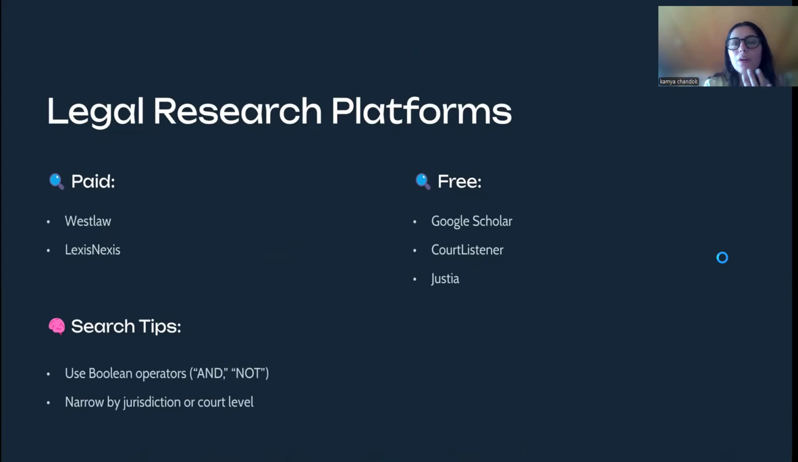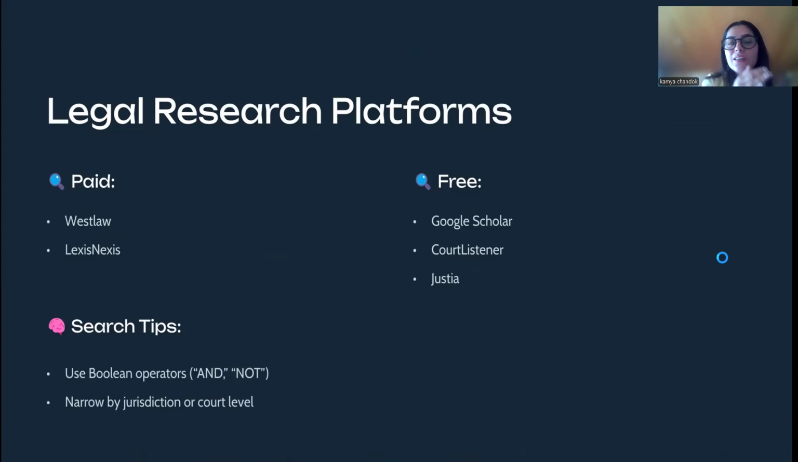And a few tips I would like to give you when you are searching for any law. You must always use Boolean operators like AND and NOT to narrow your results. I'll give you an example. When you're searching for non-compete AND Texas AND employment, that will give you more precise results. And also, I'd suggest you filter by jurisdiction and court level.